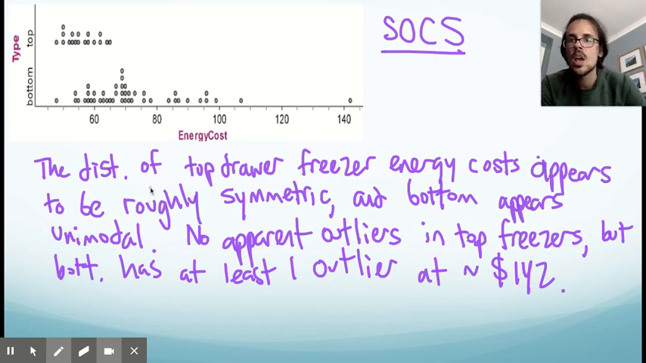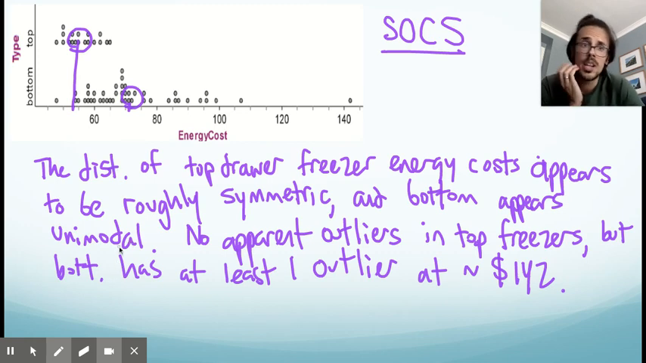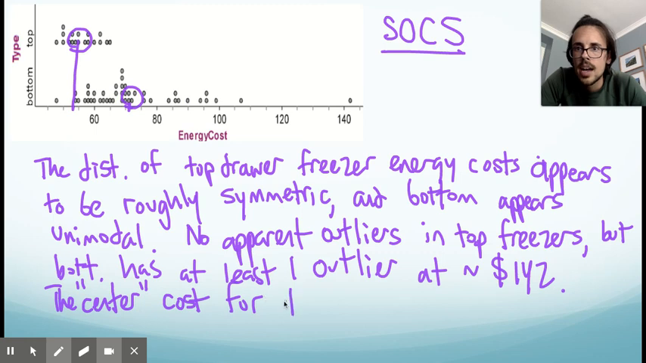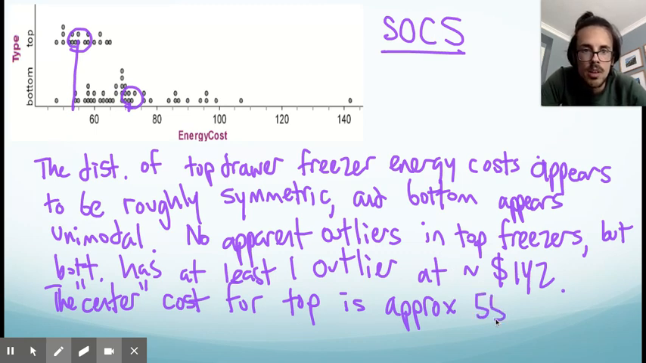Next up is center. Now we'll talk eventually about mean, median, stuff like that. Right now we don't know those words, so I'm just going to eyeball the center of this graph. The center of the data is somewhere around there for this one, and maybe it's somewhere around here for this one. When you talk about center and about spread in a second, mention actual numbers for the problem. So the center costs for top is approximately, and I'm going to use the word approximately kind of liberally right there, maybe 55 or so, I don't know.